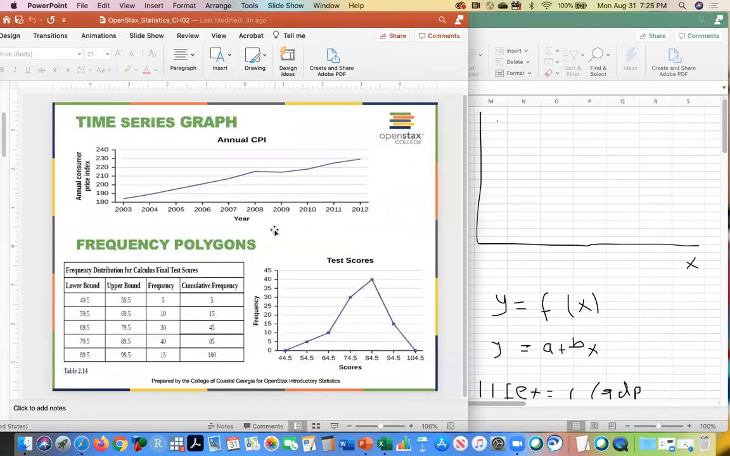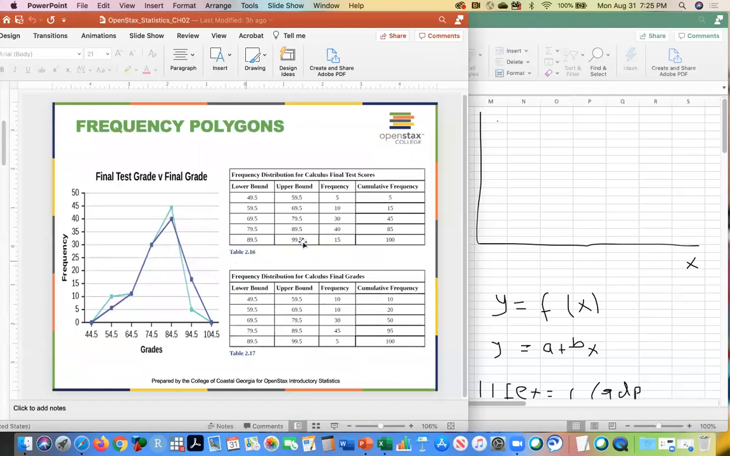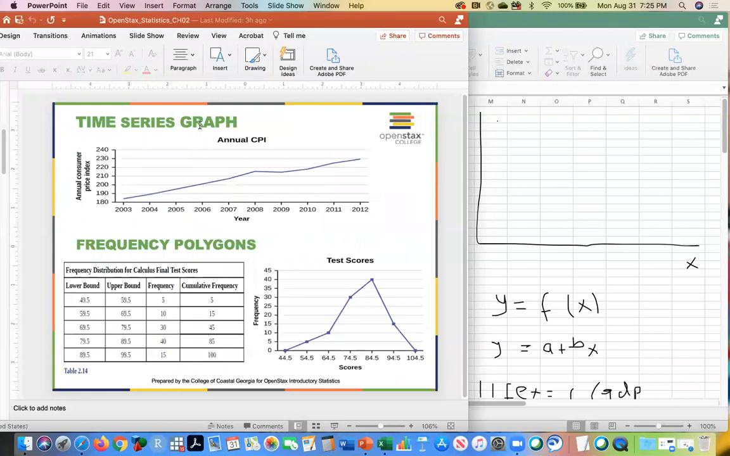Those are the frequency polygons that we created a few minutes ago, and these are the two that we also created in Excel. So what I want to show before I finish this class is the time series.